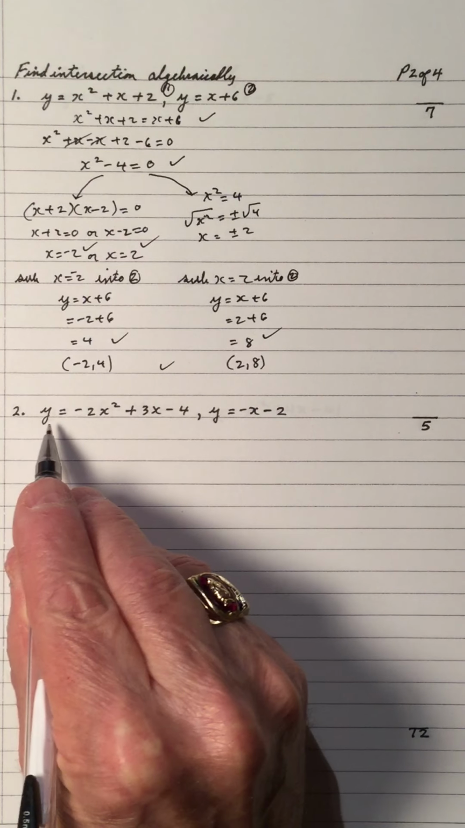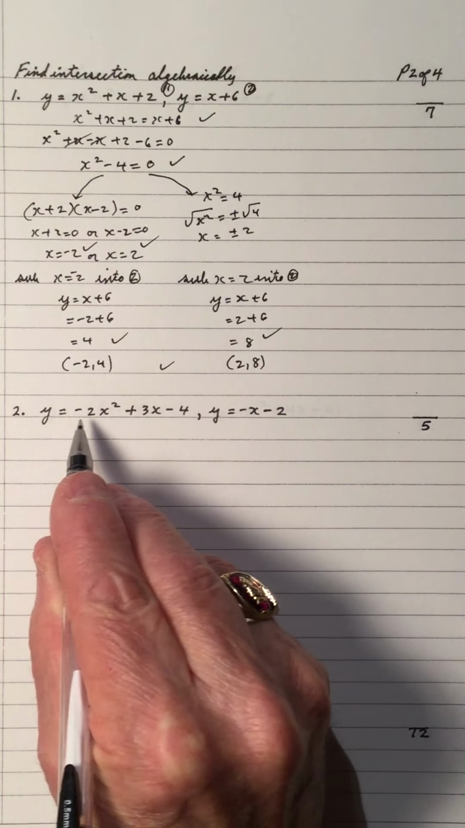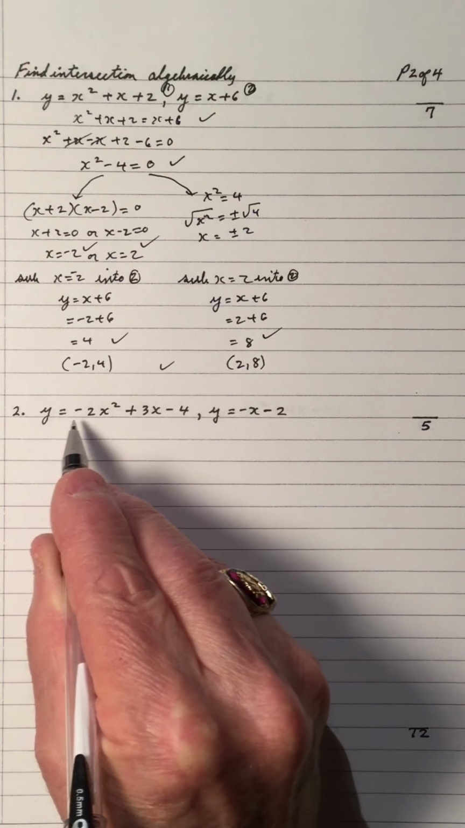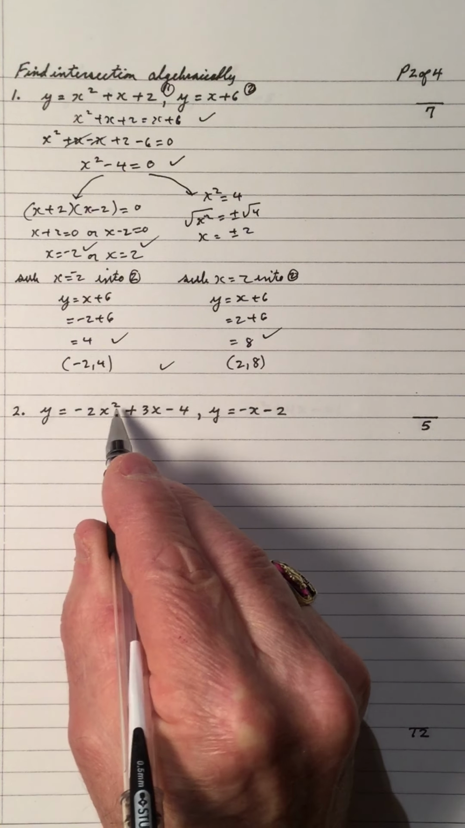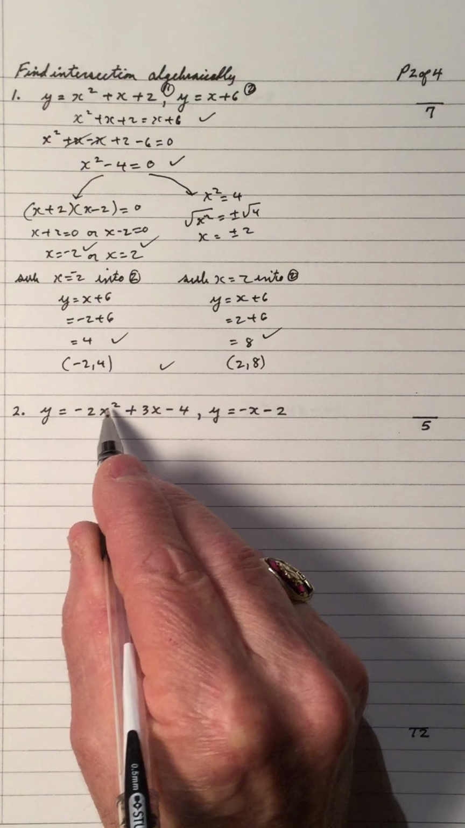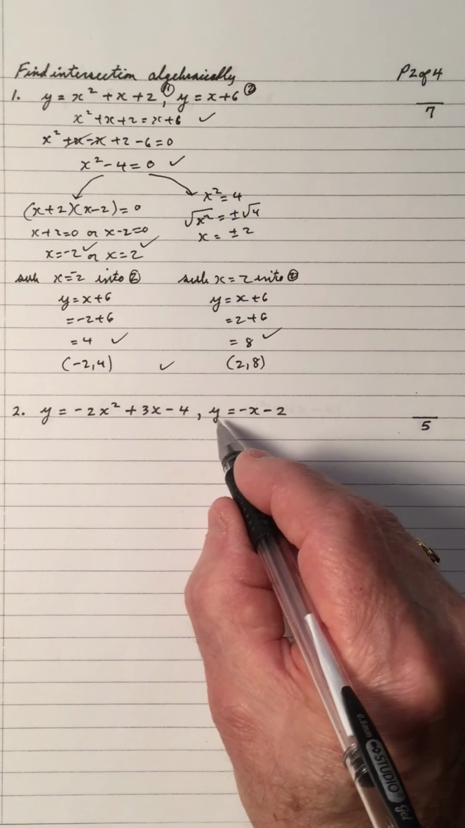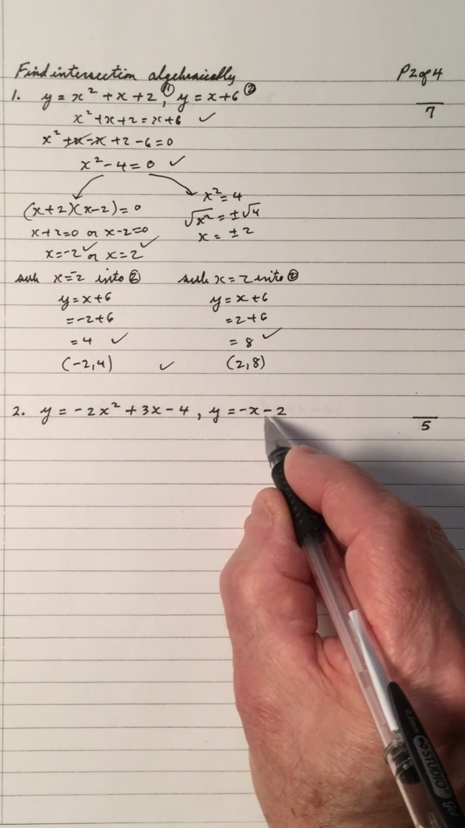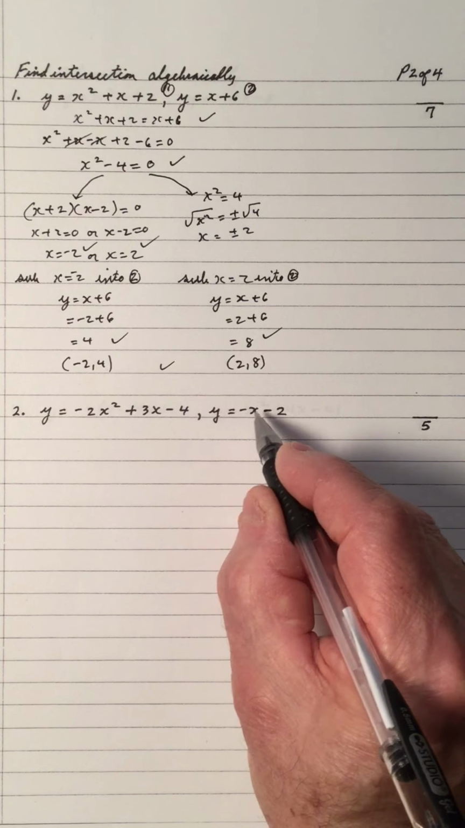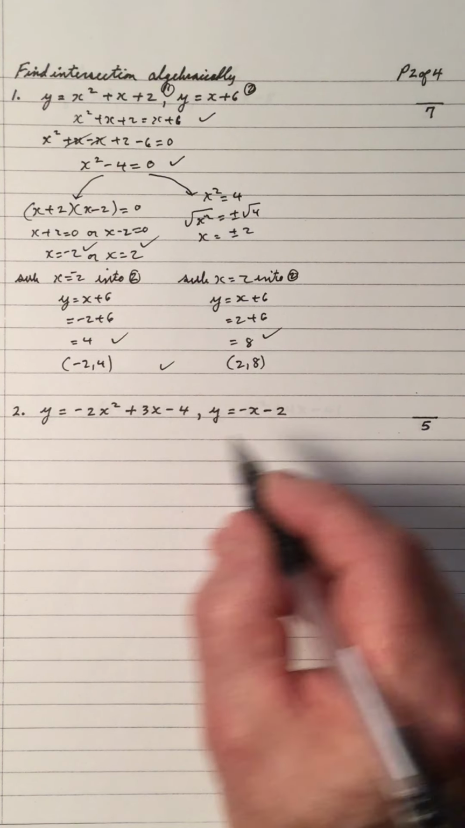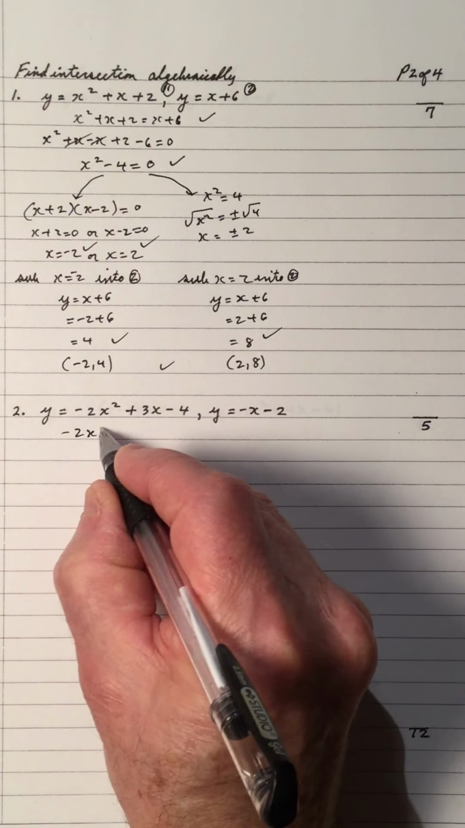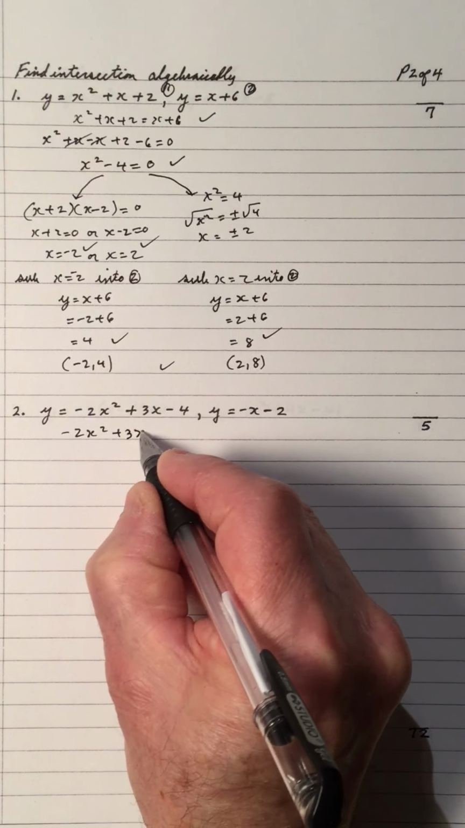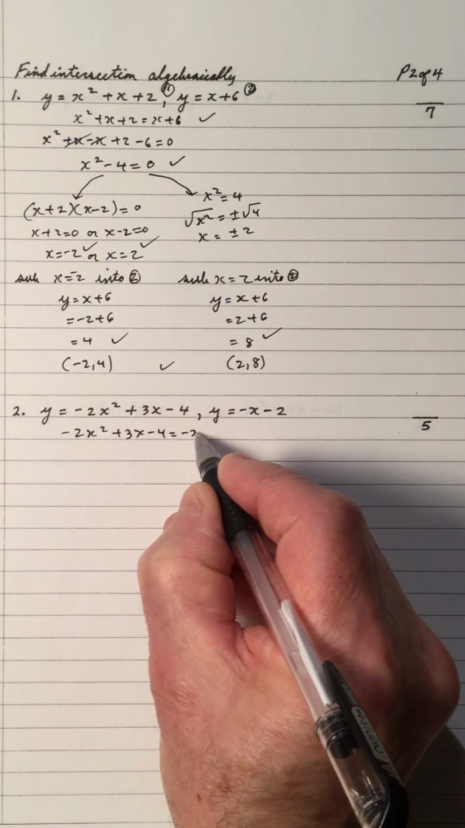Number 2, again, we have a parabola. Quadratic, because we got the x squared, y equals ax squared plus bx plus c. Degree is 2, so it's a quadratic parabola. And y equals negative x minus 2 is linear, degree 1. So that's a line. So we'll make the two sides equal.